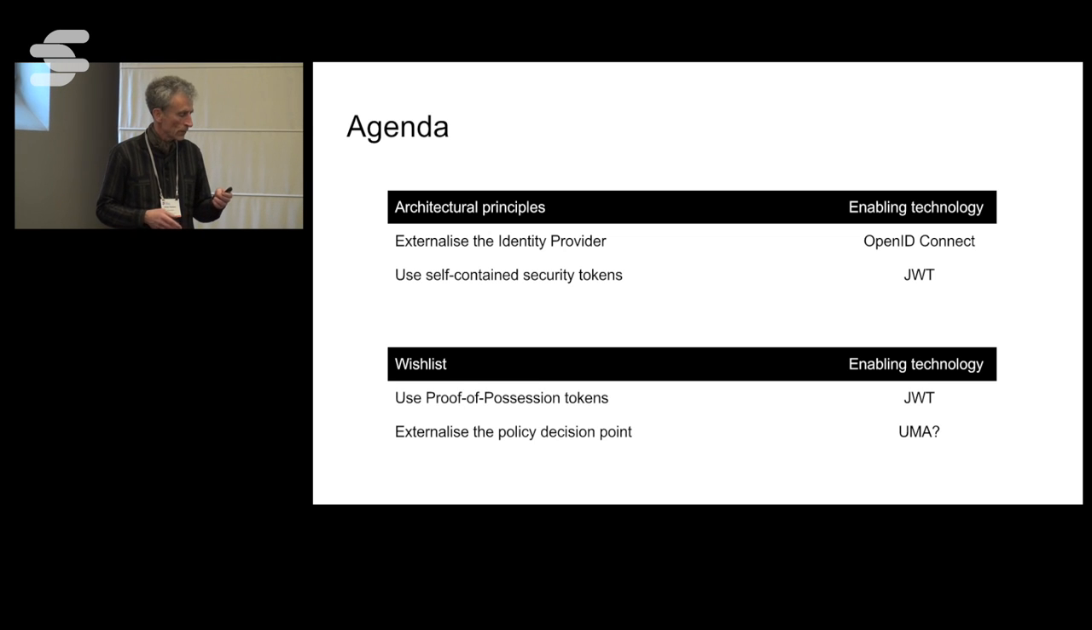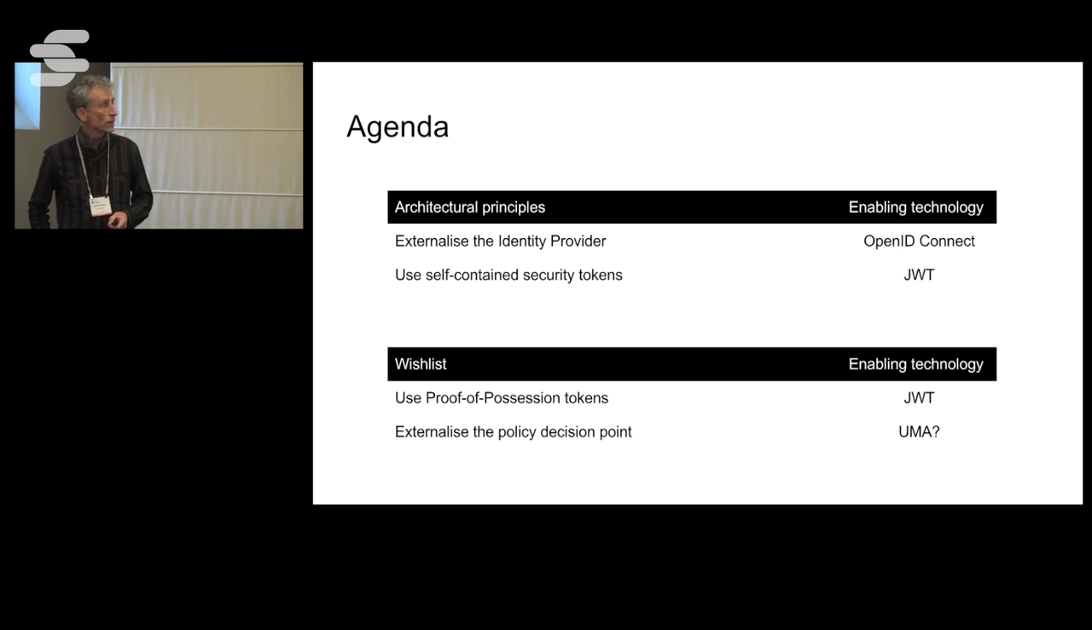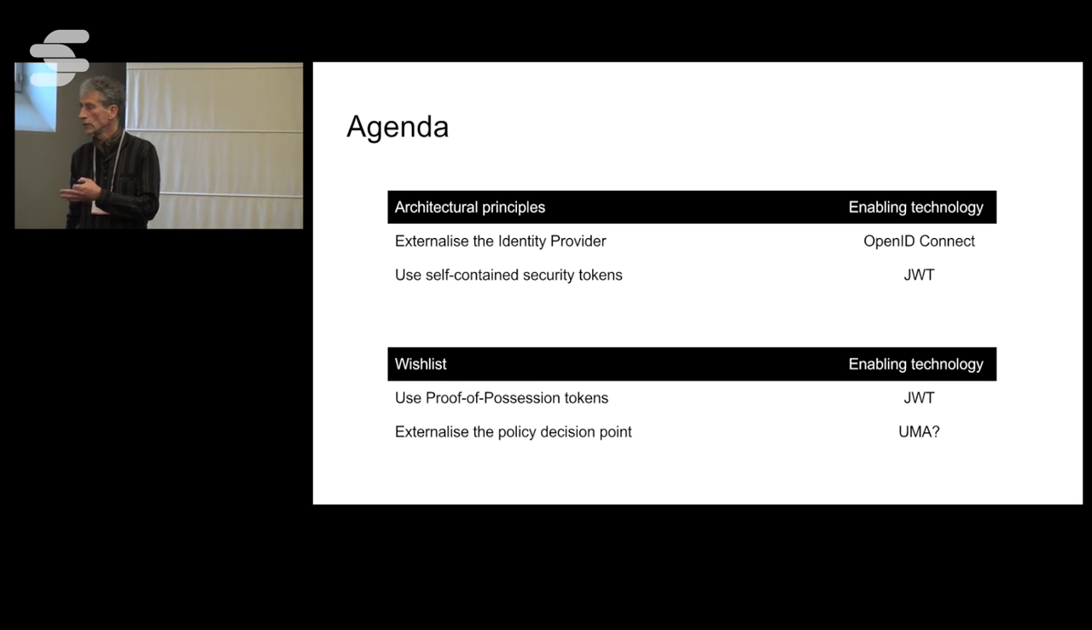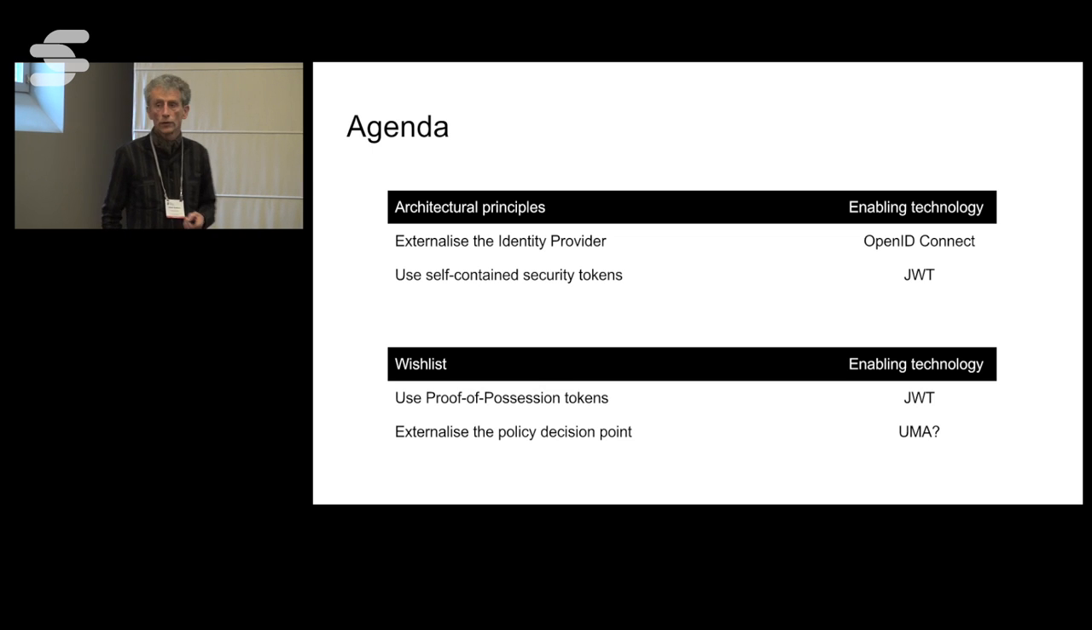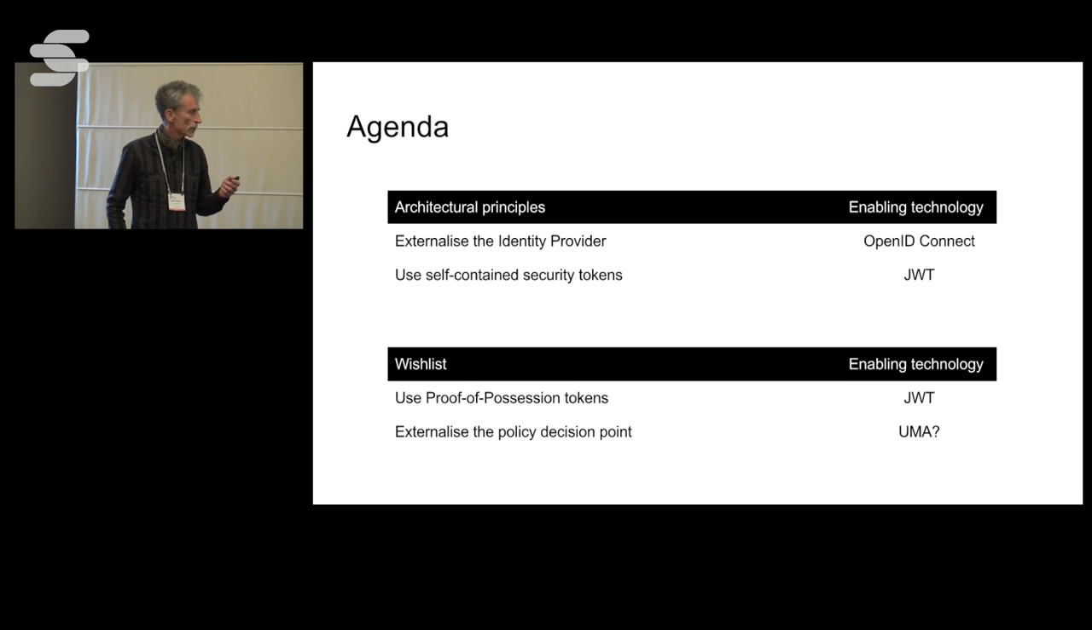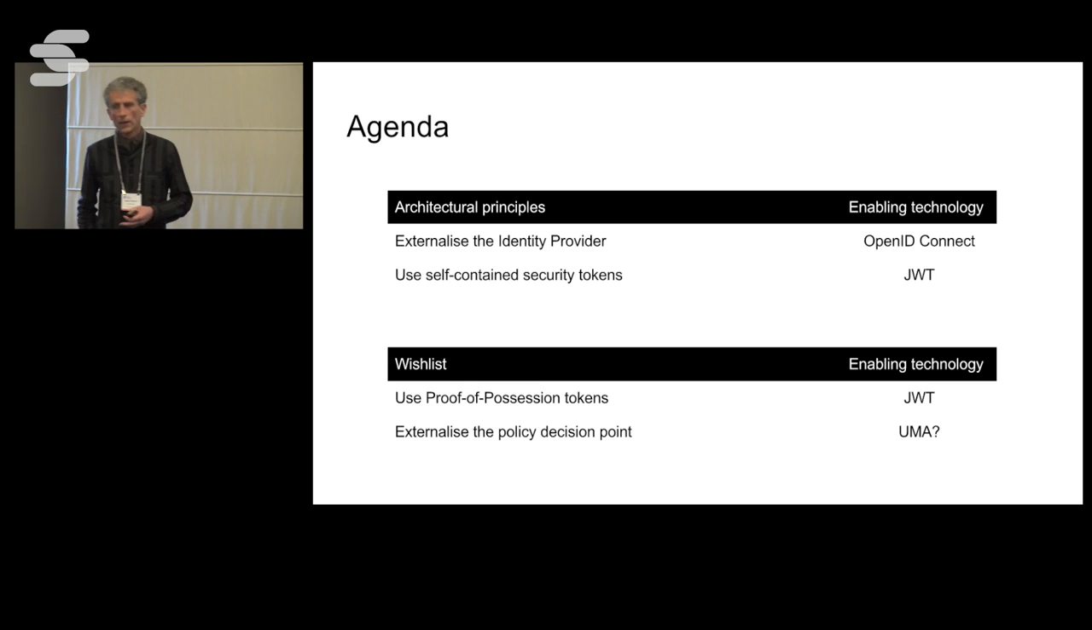And I will also be talking about some of the enabling technologies for these patterns. So we have OpenID Connect. It's been mentioned already several times by Philippe and by Jim. JWT, which has also been mentioned by Philippe and Jim. And then I'd like to have a more speculative part. I call it here the wish list.